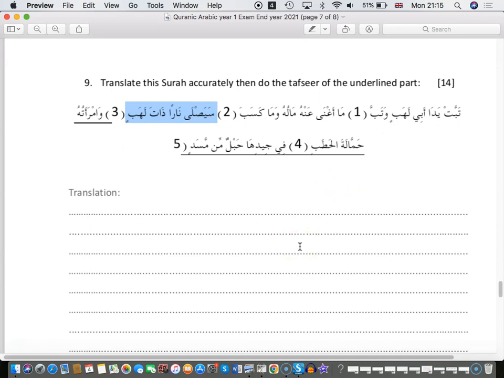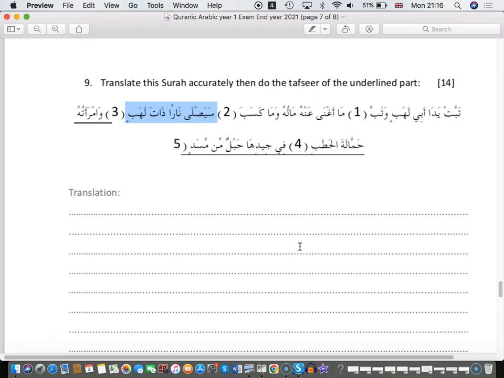His wife is a perpetual 24/7 carrier of wood. You can't come out with three or four words, you got to come out with accurate translation. His wife is an excessive carrier of firewood. Okay, that's a good one, that's the best one so far.